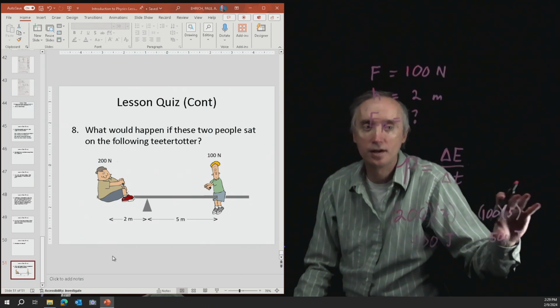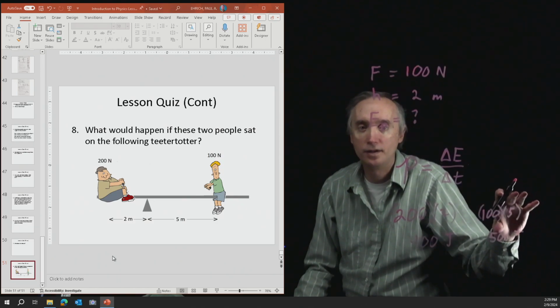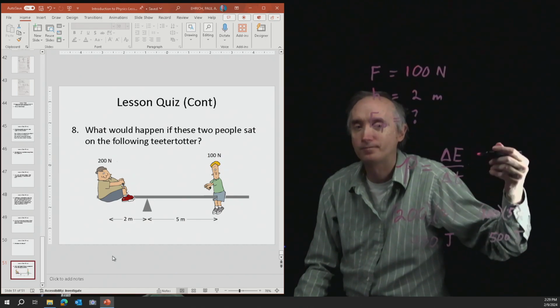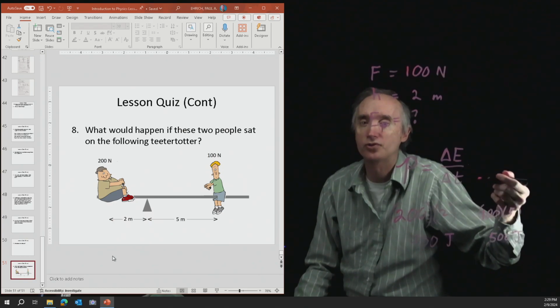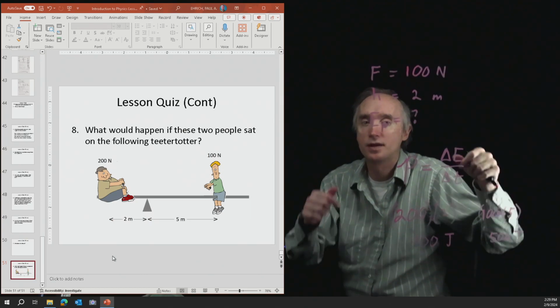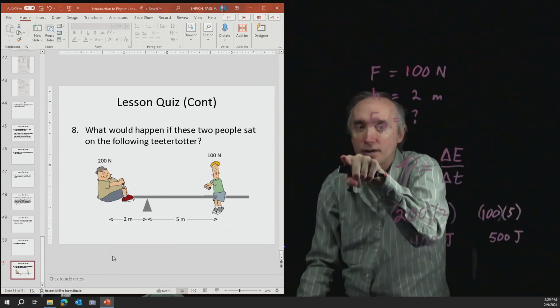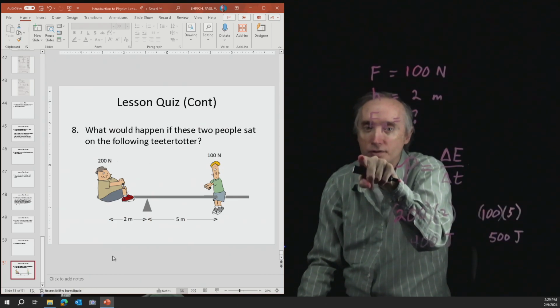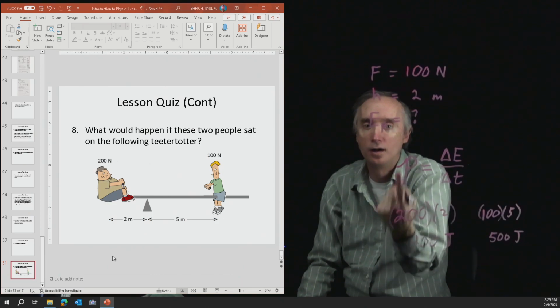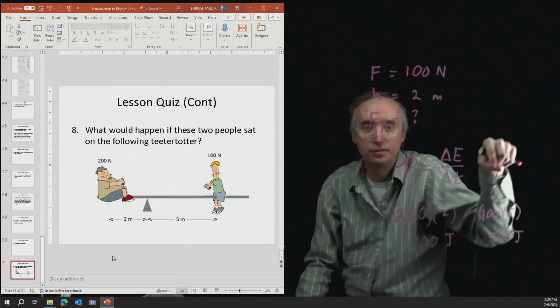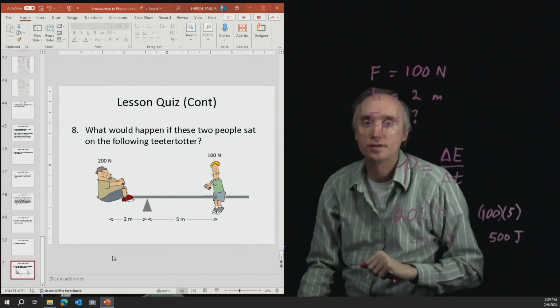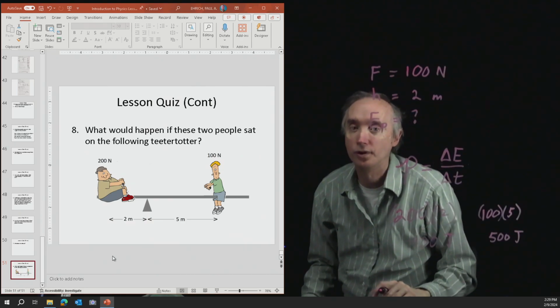So what's going to happen? Since this side over here is going to apply more torque, it means that this side is going to fall down in comparison to the other side. So the person on that side is going to go up into the air, and this person is going to go down on that side. Now, it's not in equilibrium.